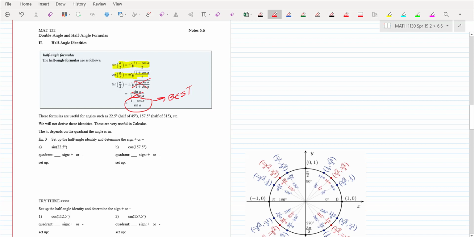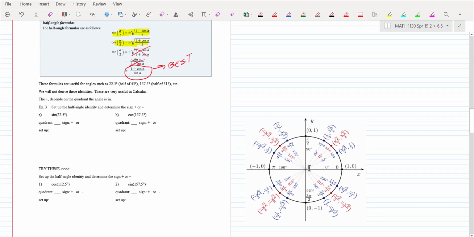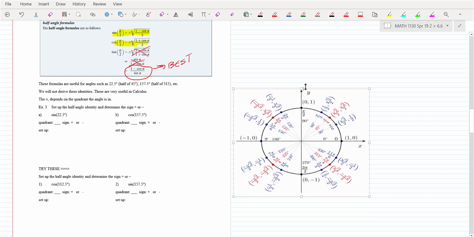Okay, and that's a good thing to write down when you're doing your homework. If you're doing a tangent half-angle identity, don't mess with the other two. You can, but it'll make the problem way more difficult. This is the easy way to use it. That's the best identity. So what we're doing with a half-angle identity is we're working with half of an angle.